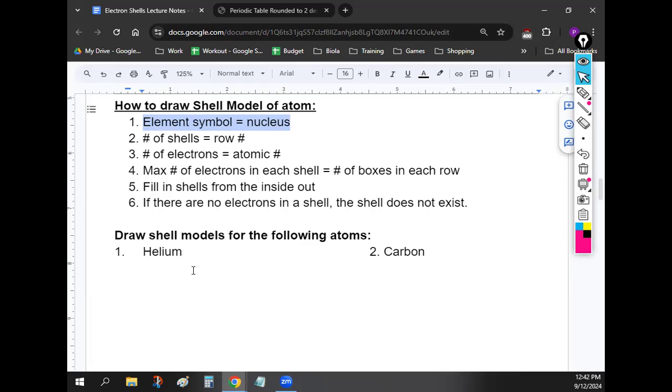Okay, so instead of drawing the nucleus with all the protons and all the neutrons, we just write the symbol. Just go one at a time. Right now, write down number 1.